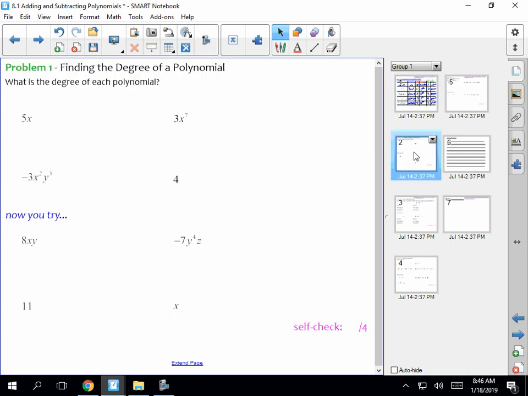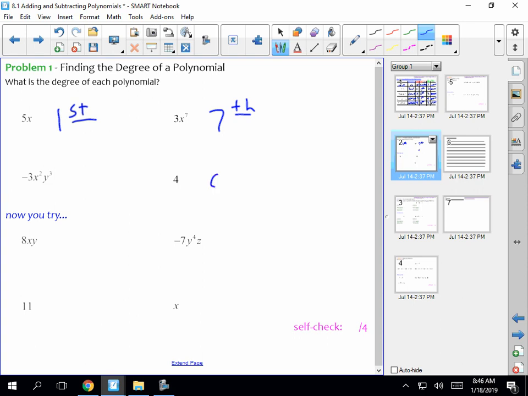Now, in this example, I want to show you how to handle something that has more than one letter in it. We'll get to that in a minute. But this one would be what degree, just based on our chart? First degree. This one would be 7th degree. What do we call this one, just the number 4? Constant. I guess you could call it 0th degree, but usually we just call it the constant term.